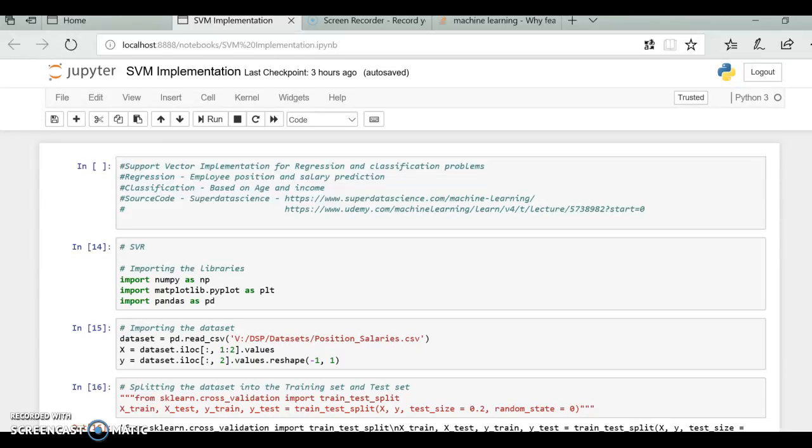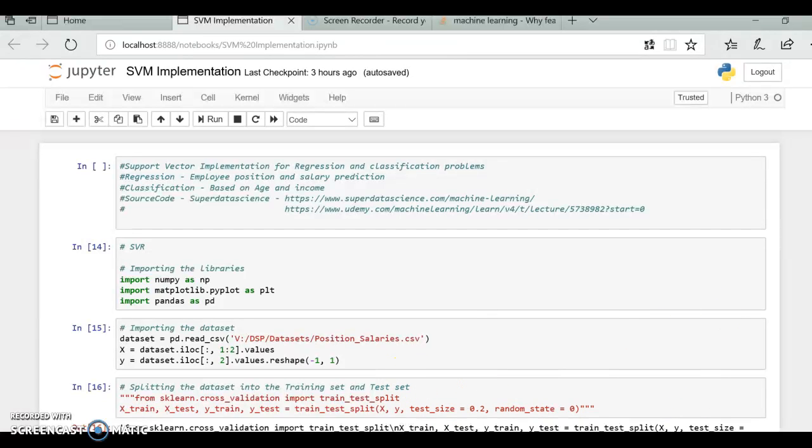Hello, Professor. For the fifth assignment of data science programming, I have implemented the support vector machines algorithm. I have implemented the regression and the classification part of this algorithm. I have taken two sample data sets and applied the algorithms on top of that.